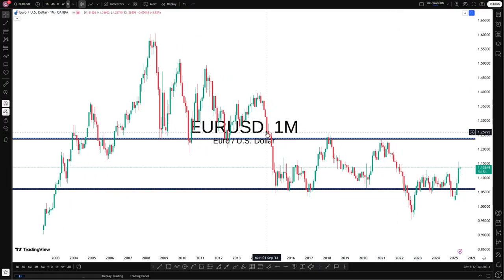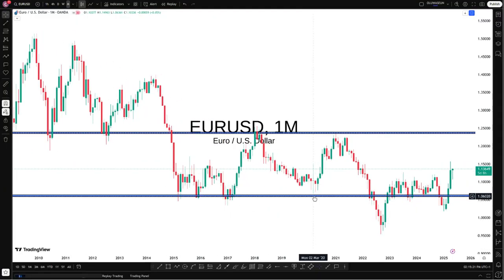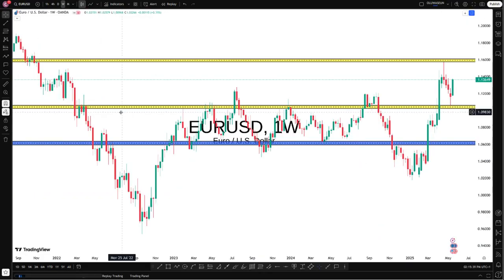From the bigger view, this is the last swing low, swing high. Price broke the swing low, failed to use it as a resistance. Instead, it was using it as a support. You can see support. It came and collected. So let's go into weekly to see what happened.